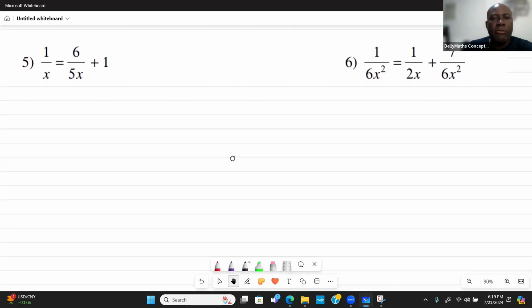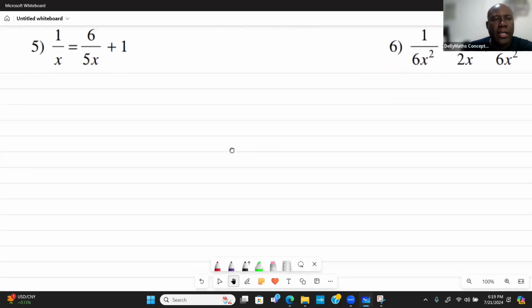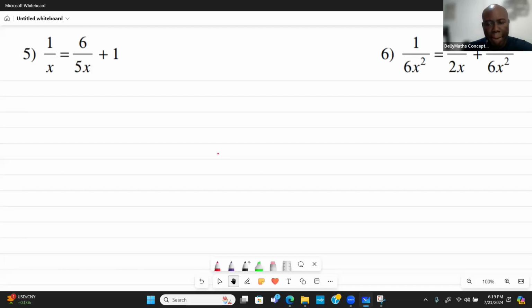All right, so for number 5, as you can see, what we're looking at is we do have 1 over x, which is equal to 6 over 5x plus 1. LCM, we need to get rid of these denominators. So the LCM is going to be a 5 and an x combined because we want to be able to divide x into the LCM and 5x into the LCM. So I'm going to multiply throughout by 5x.